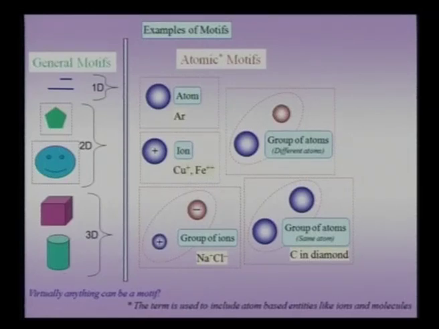It was also important for us to consider atomic motifs as listed on the right hand side, and we saw that they could be a single atom like an argon atom, a single ion, a group of ions or a group of atoms. An example, which of course we will consider in detail later, is the example of a sodium and a chlorine ion, the sodium ion being positively charged and the chlorine ion being negatively charged. So we see that there is considerable variety when it comes to the various kinds of motifs which are possible.